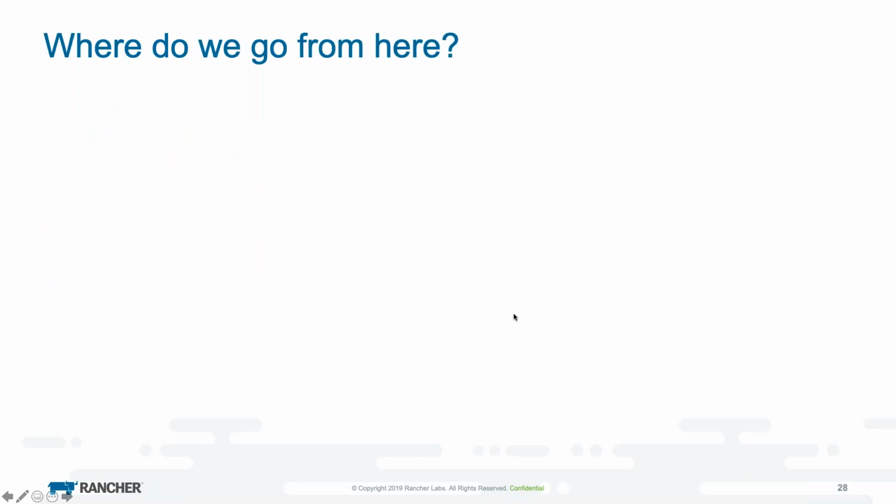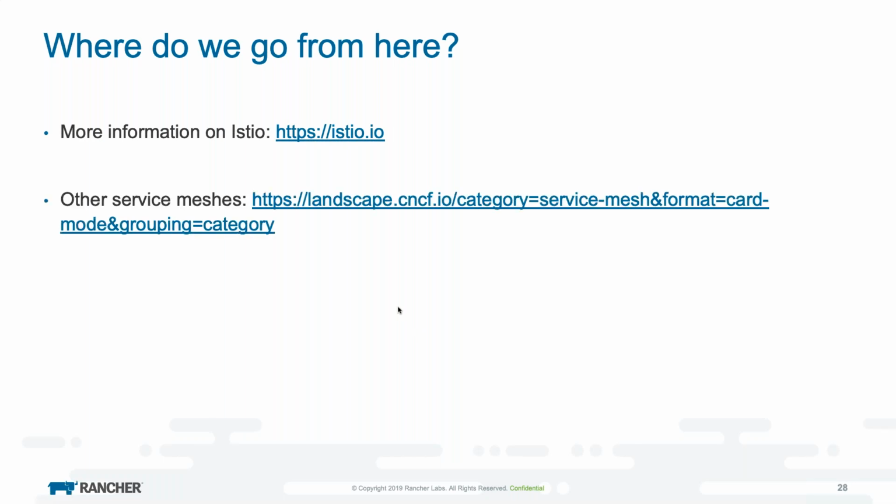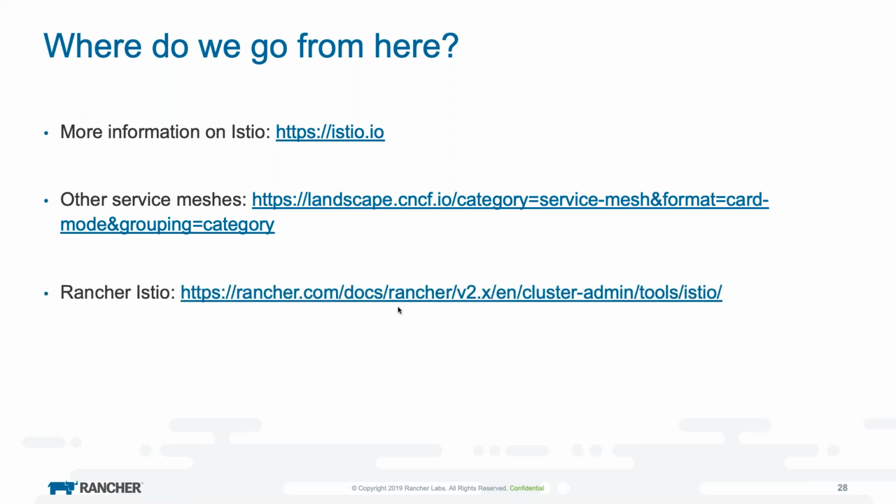So where would we have gone? Would the demo have worked? Istio has a great set of documentation on their website, istio.io, that's where I've spent a bunch of time doing more research and learning about it. There are plenty of other service meshes in this category. If you check out the CNCF landscape, you can see all the different service meshes that CNCF has on their landscape. And then finally, Rancher's Istio functionality is available in our documentation at rancher.com/docs. On that website, if you go into our Rancher 2.x documentation and look under the cluster admin section, you can find information on Istio.